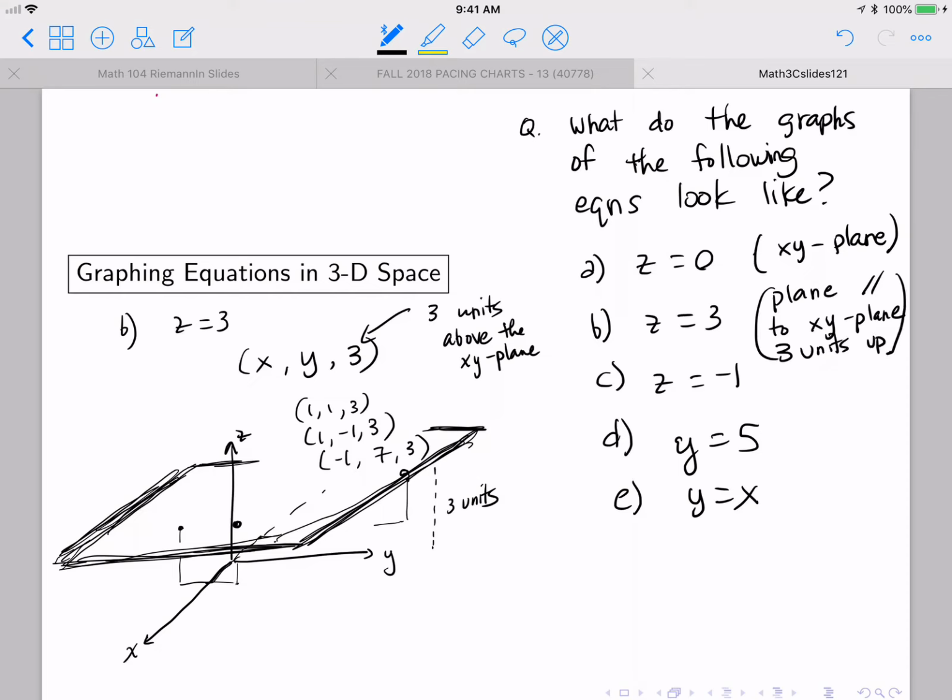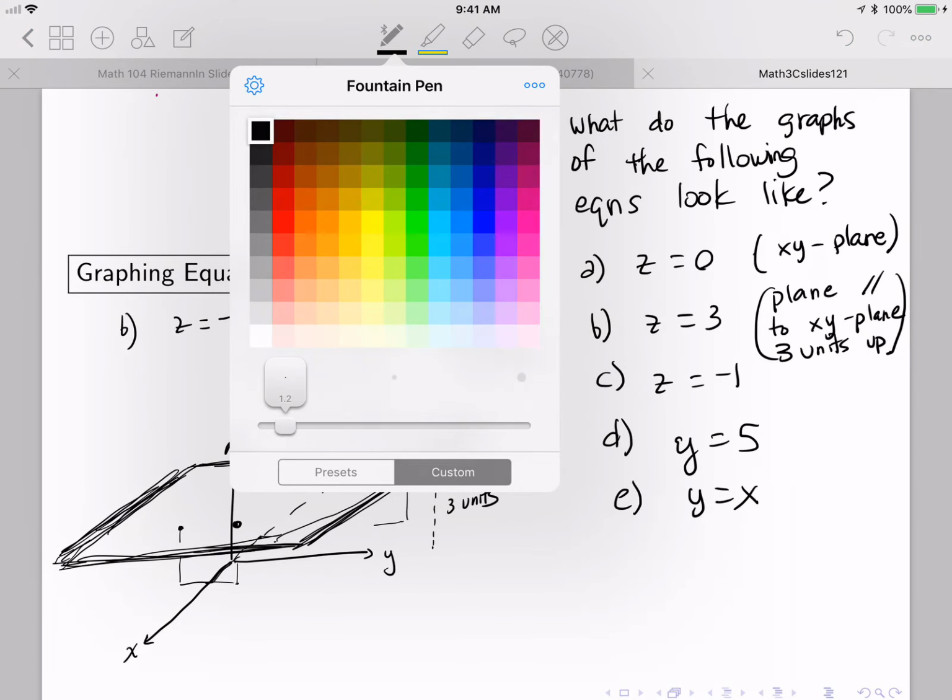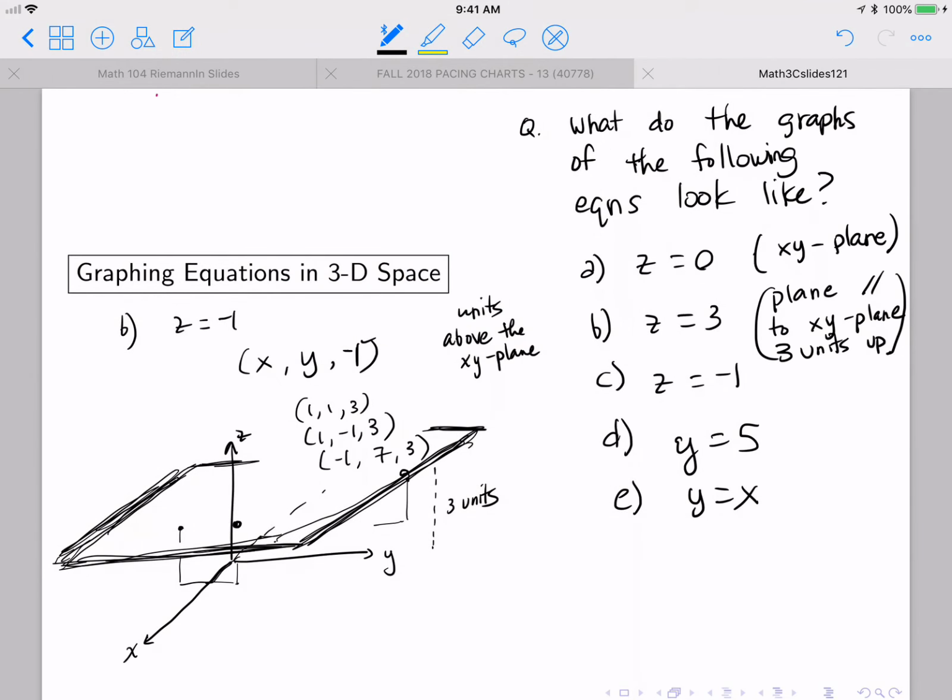Okay, what about z equals negative 1? Well, if we apply similar reasoning, then if we're always having negative 1 as our z value, that means all of the points that satisfy this equation are 1 unit below the xy plane. So this is going to be a plane parallel to the xy plane, but it is 1 unit down.